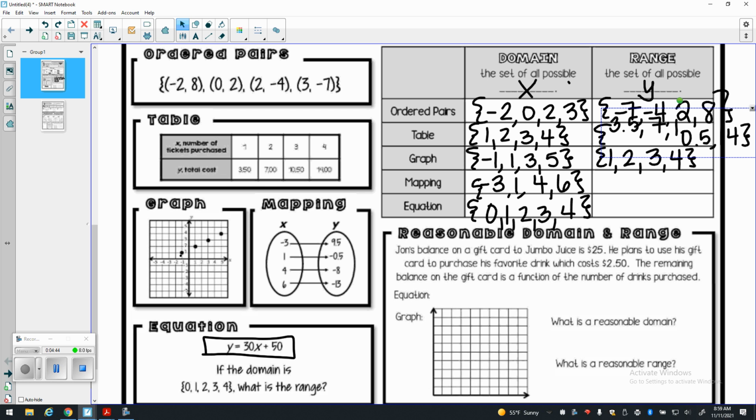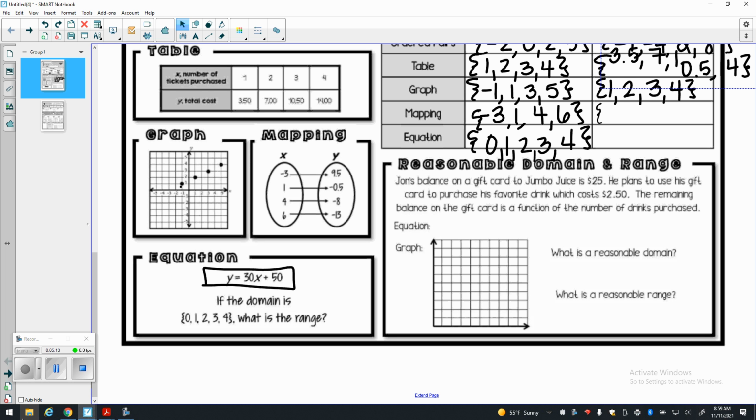Mapping diagram. What's my smallest y value? -13. Then -8. Then -0.5. Then 9.5, right? I'm not going to write this down. You heard me say it. You guys can do that.